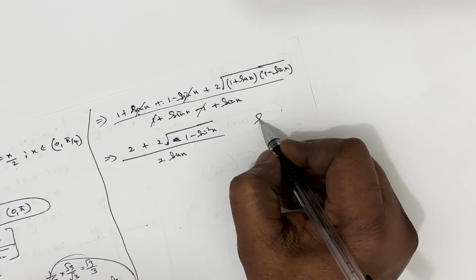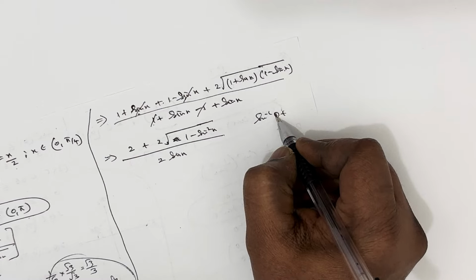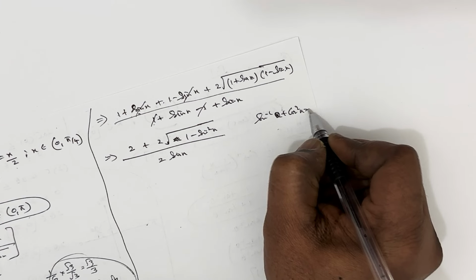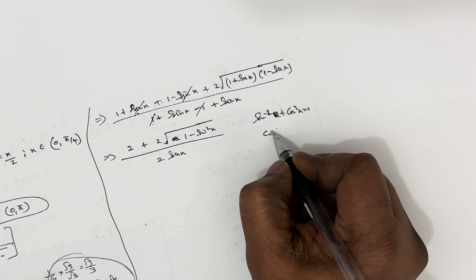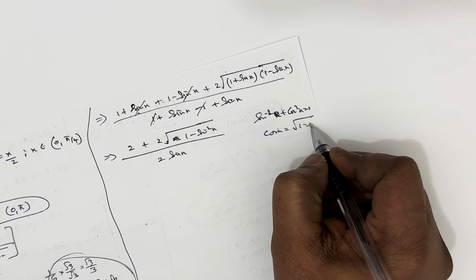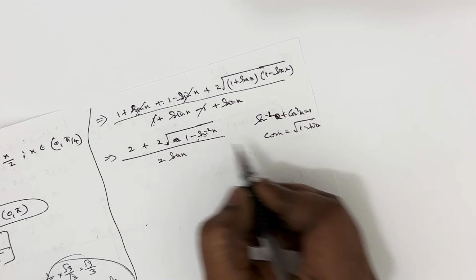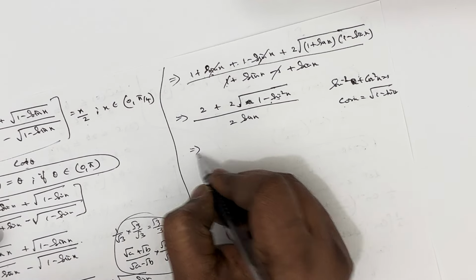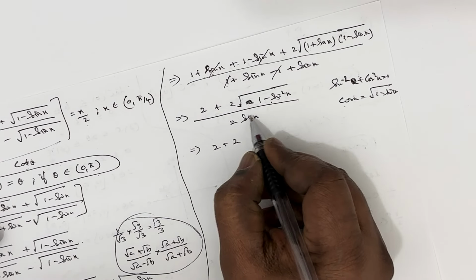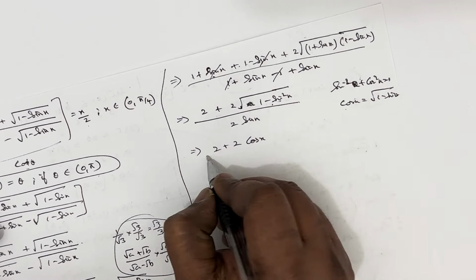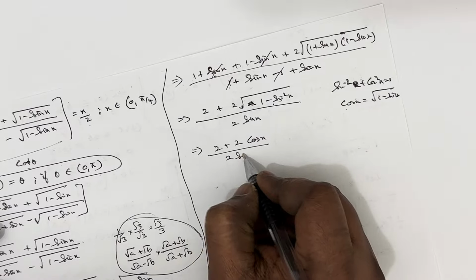Now you know that sin square x plus cos square x is equal to 1, so cos x will be root over 1 minus sin square x. Same thing, root over 1 minus, we can change this to cos x, so 2 plus 2 cos x all divided by 2 sin x.